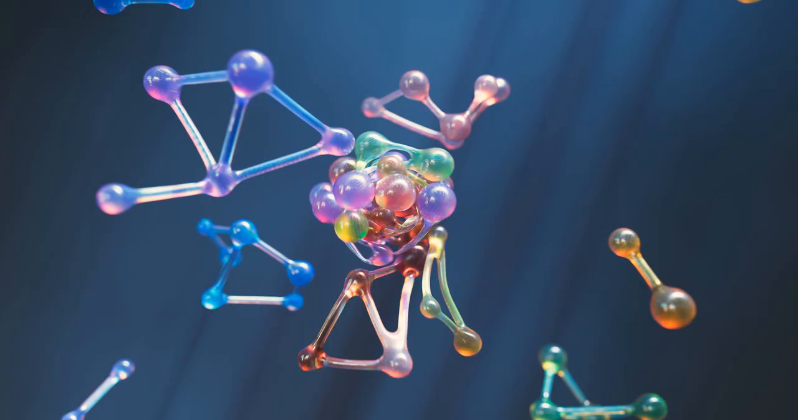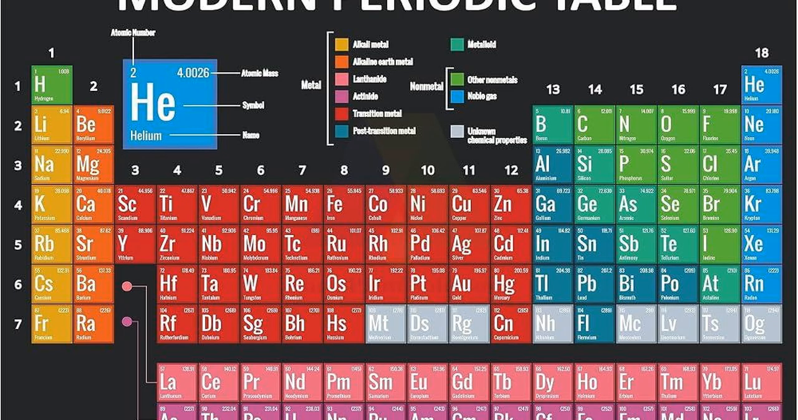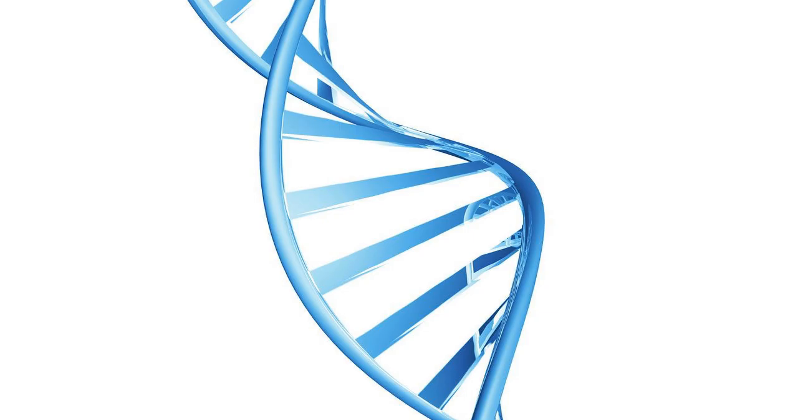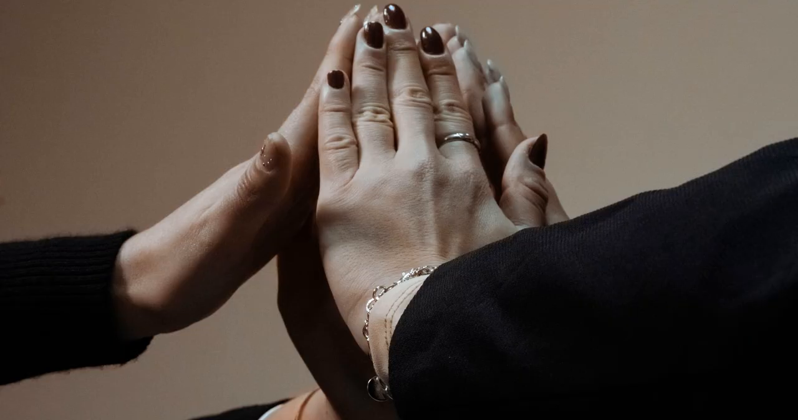What makes one element different from another? Every element is defined by the number of protons in its nucleus. This number is called the atomic number. Hydrogen has 1 proton. Helium has 2 protons. Carbon has 6 protons. Oxygen has 8 protons. Gold has 79 protons. Just by changing the number of protons, you create a completely different element with its own unique properties. Atoms of the same element can sometimes have different numbers of neutrons. These are called isotopes.